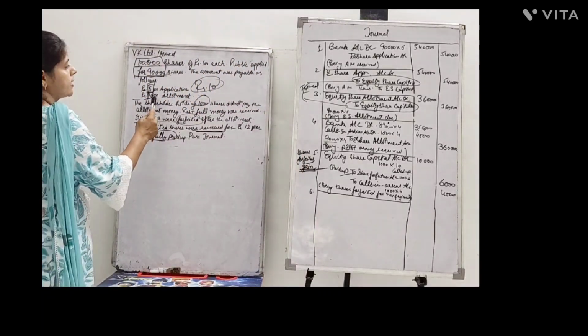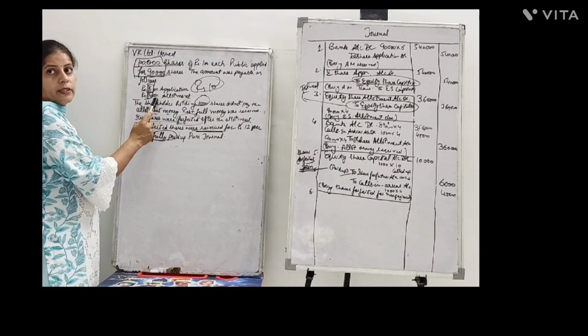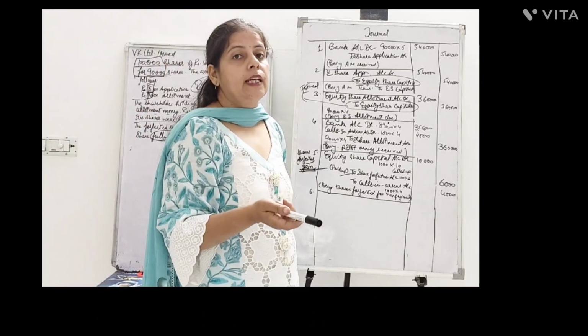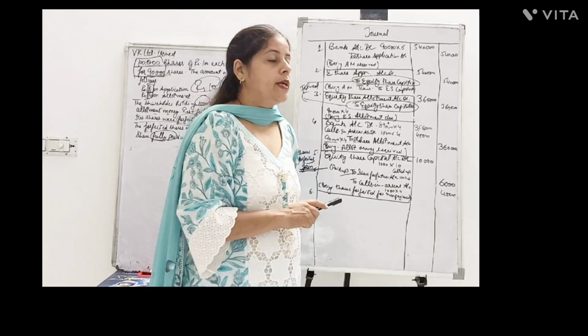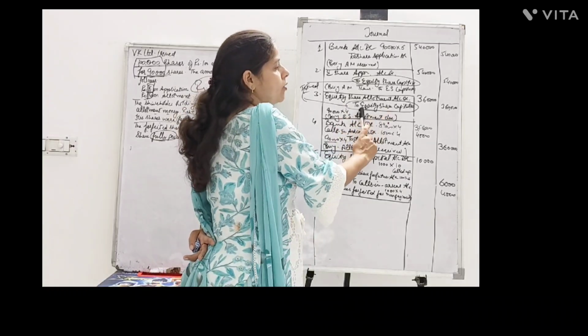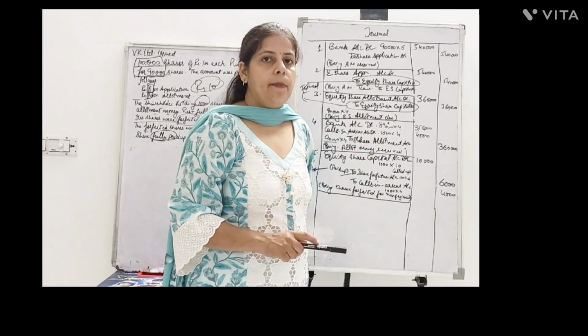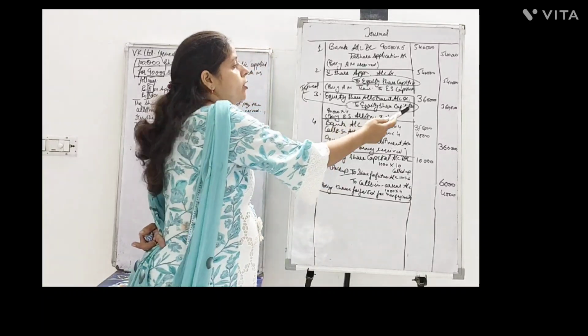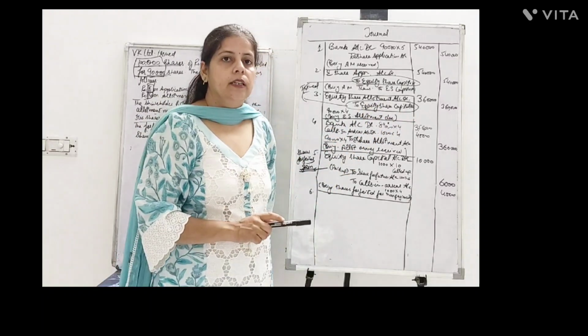The second case says that allotment was due with rupees 4. Now we have to make allotment due. For making allotment due, what journal entry do we make? Equity share allotment account debit to equity share capital. That is 90,000 shares at rupees 4, so we get 3,60,000 here.